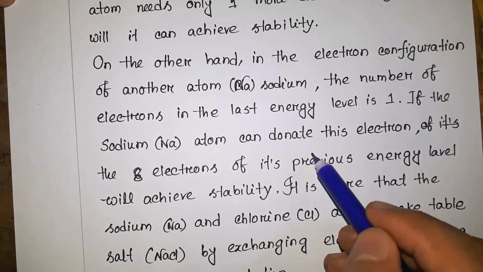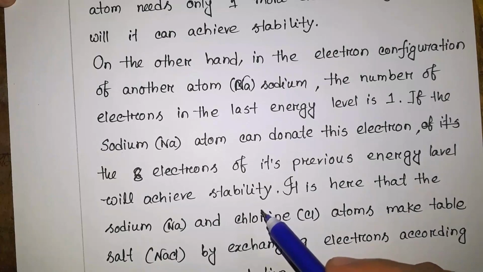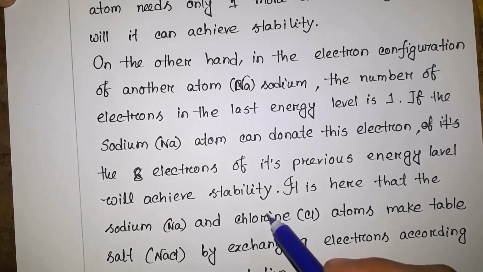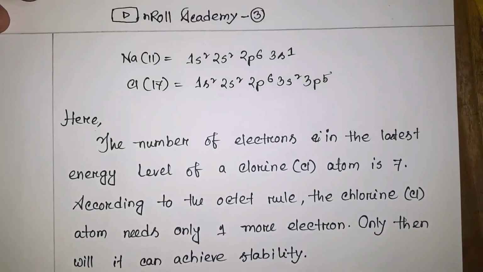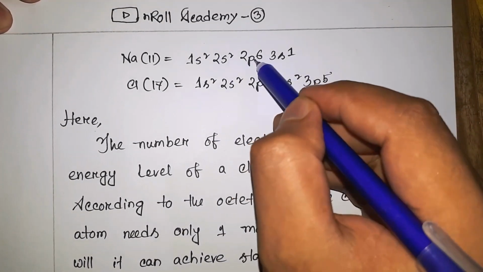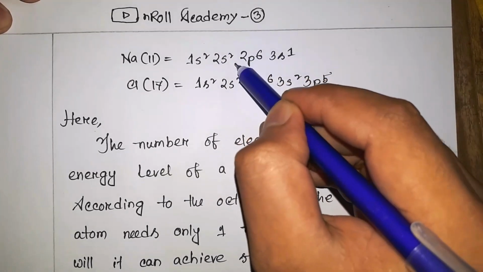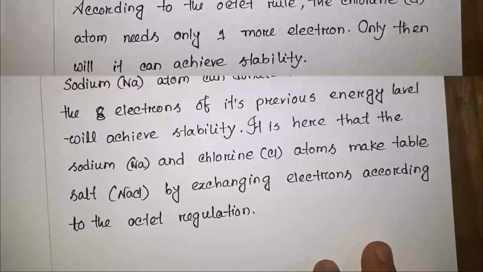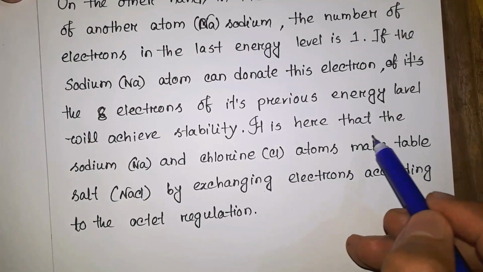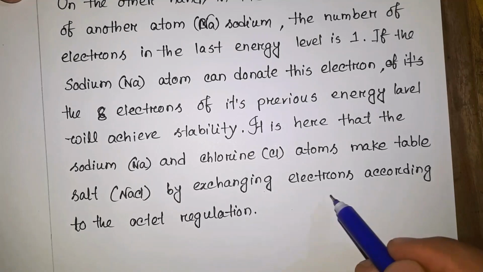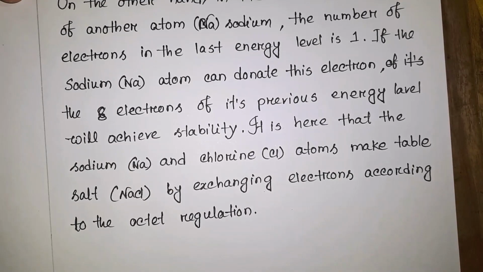If the sodium atom can donate this electron to the chlorine, the 8 electrons of its previous energy level will achieve stability. Here you can see, if sodium donates this electron, the 8 electrons of the previous energy level will follow the octet rule and it will achieve stability. It is here that the sodium and chlorine atoms make table salt by exchanging electrons according to the octet rule. They give and take their electrons here.